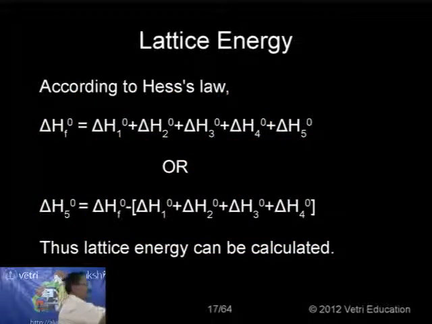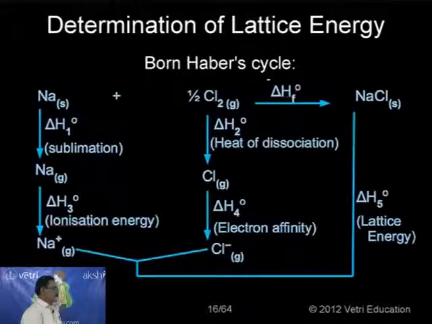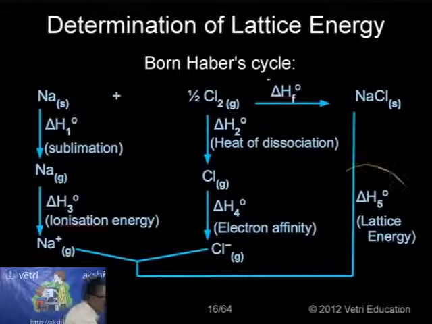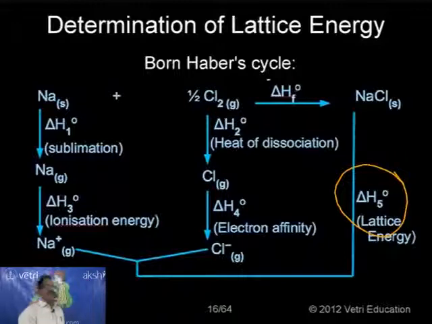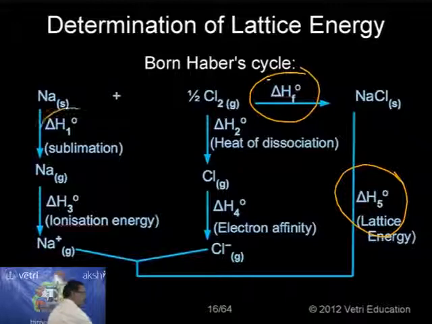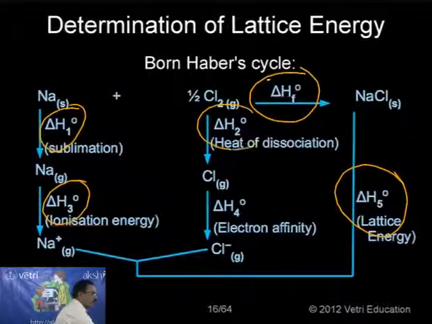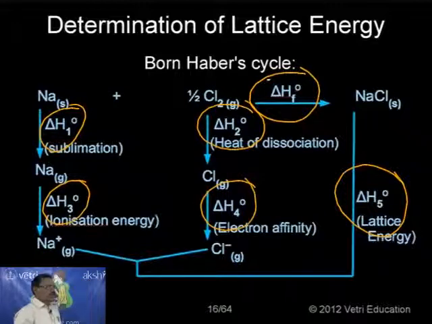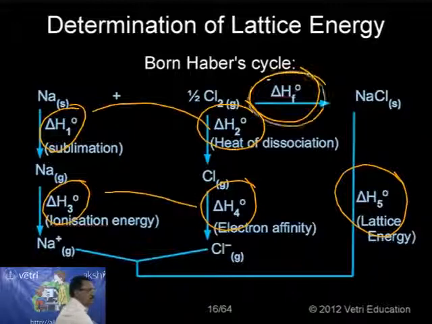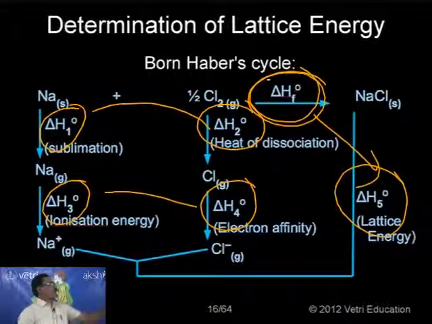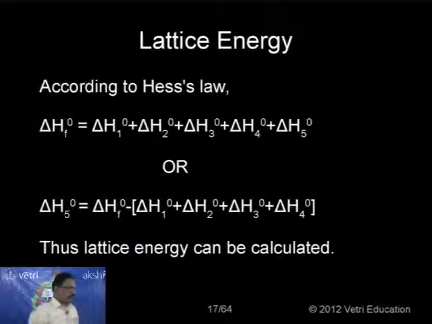So can you see, this is the Born-Haber cycle? From this, we are determining delta H5, the lattice energy, because this is experimentally determined, this is experimentally determined, this is experimentally determined, this is experimentally determined. So by subtracting all these 4 values from this, we get this value. That is the equation I have shown here. Thus the lattice energy can be calculated. This is the interesting information.